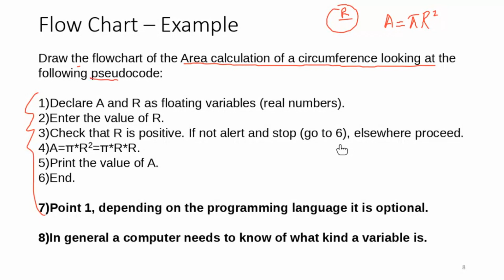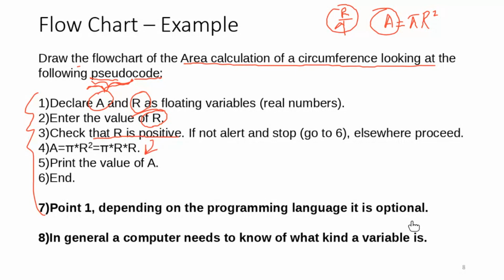Pseudocode means it's not really a code, but pseudo means kind of a code, okay? Kind of a code. So what's the first step? The first step is to declare A and R. What is A? A is area and R is a radius. So we need to declare first A and R, and then we have to enter the value of R, what your R is, and then we have to check if R is positive. If R is negative, we say it's an error. If R is positive, then we go ahead, okay?